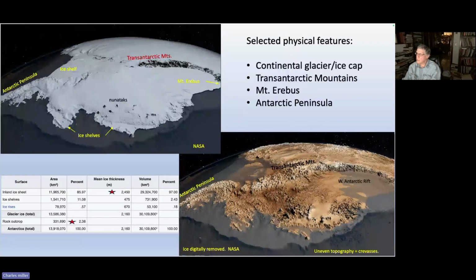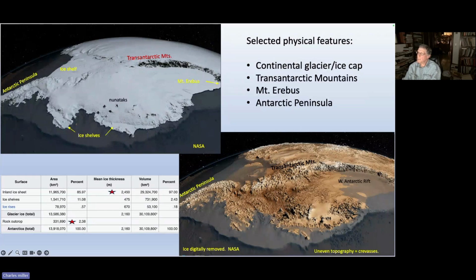Now, 2 images of the same thing. This is the ice over Antarctica that's intact. Here it's been digitally removed. Now you can see why there are crevasses in the ice. Look at how uneven the topography is and the uneven stresses that would be put on the ice.